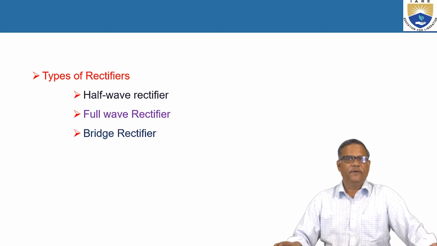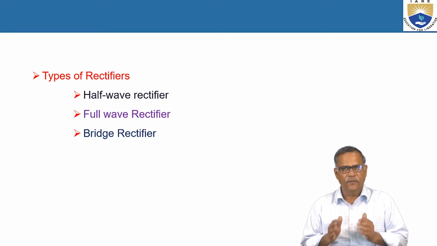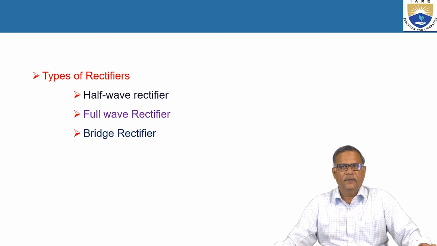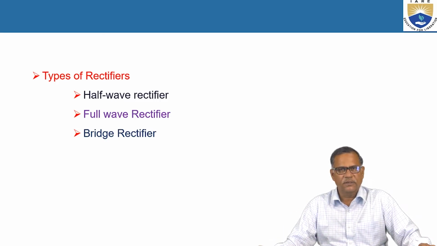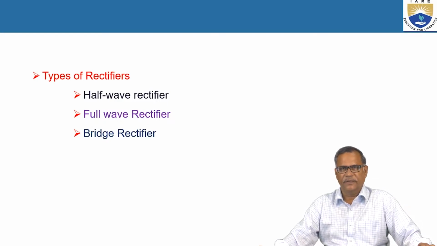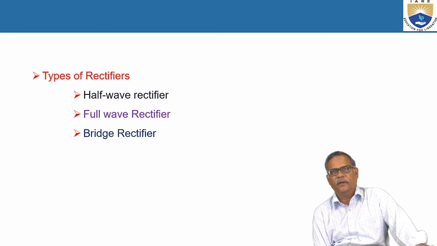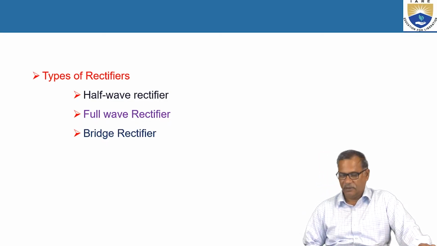There are three types of rectifiers: half-wave rectifier, full-wave rectifier and the bridge rectifier, depending upon the number of diodes that are being used and depending upon the scheme of rectification.